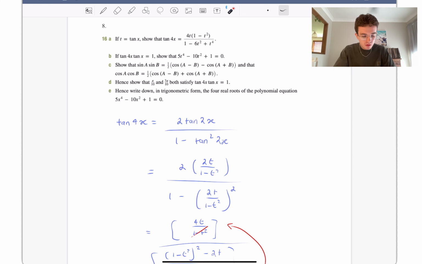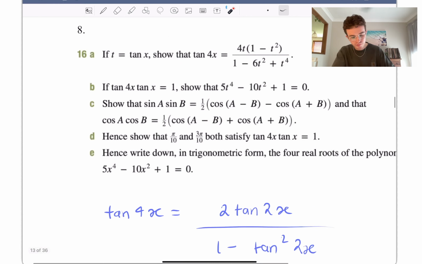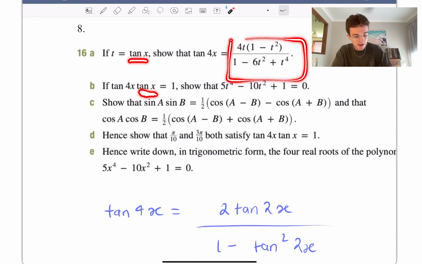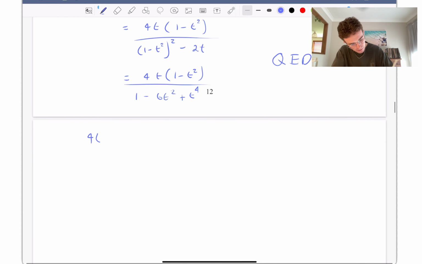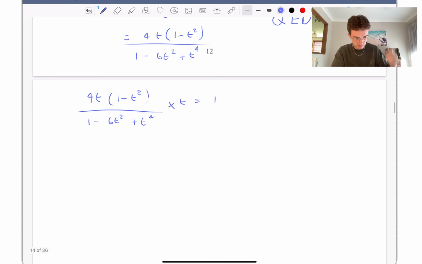Okay, now we're told first up that tan of x is equal to t, and we know that tan of 4x is equal to this expression. So really what the question is telling us is that I'm getting this expression, multiplying it by t, which is tan of x, and making it equal to 1. So we're getting 4t(1 minus t squared) over 1 minus 6t squared plus t to the power of 4, and we're multiplying that by t, or tan of x, and making it equal to 1.